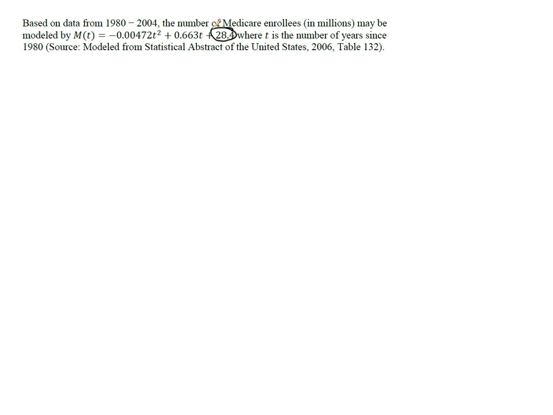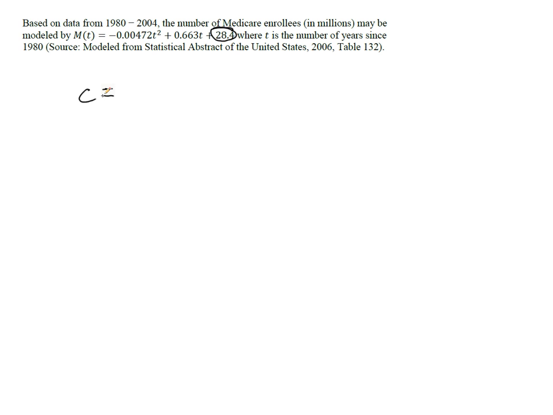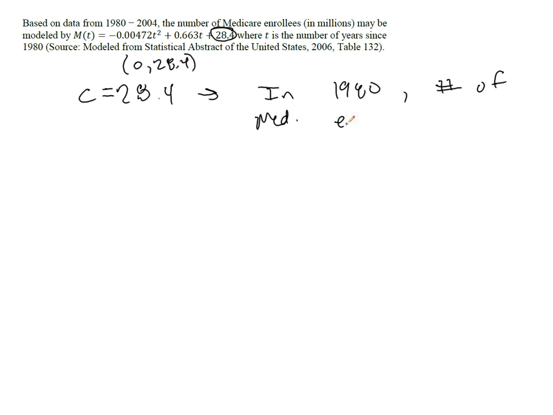So we know that C is the initial value. Well, when we put in 0 for time, representing the year 1980, the output is 28.4. So C is equal to 28.4. What does it mean? Well, it means that in 1980, because this is really the ordered pair (0, 28.4), the number of Medicare enrollees is 28.4 million. Okay, so there's our starting value.